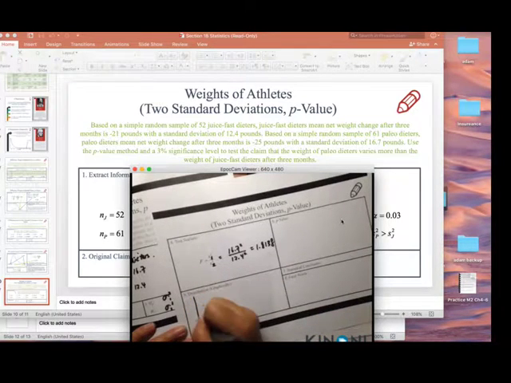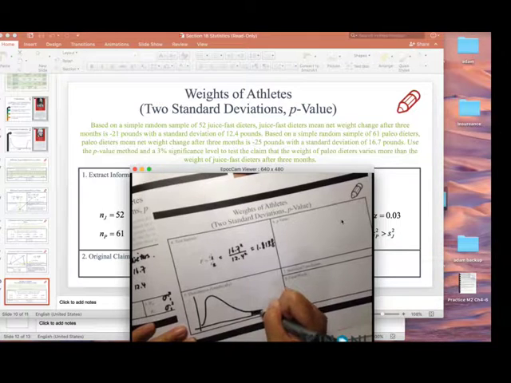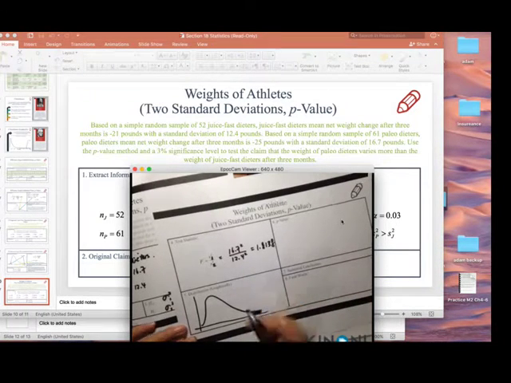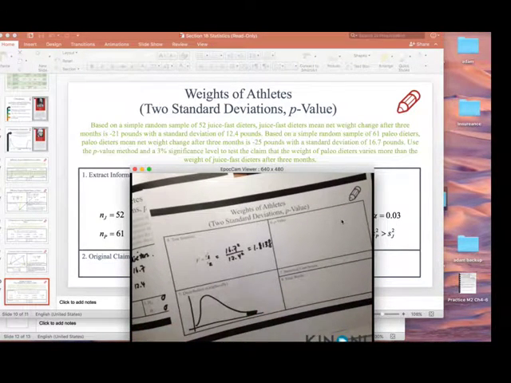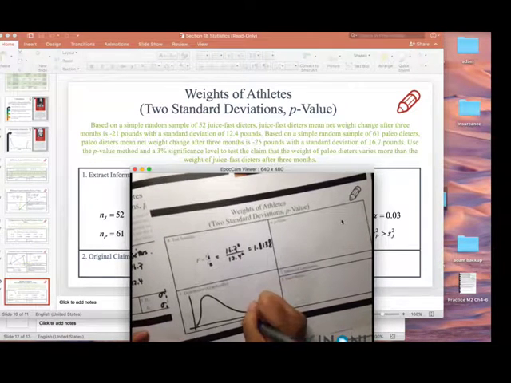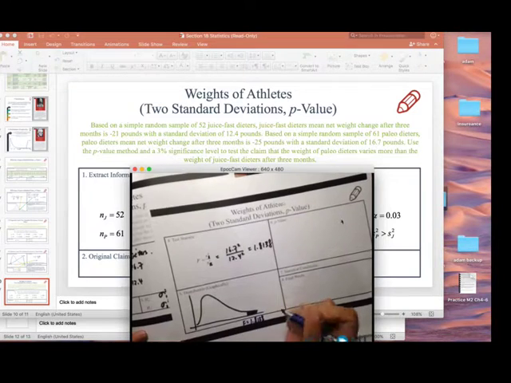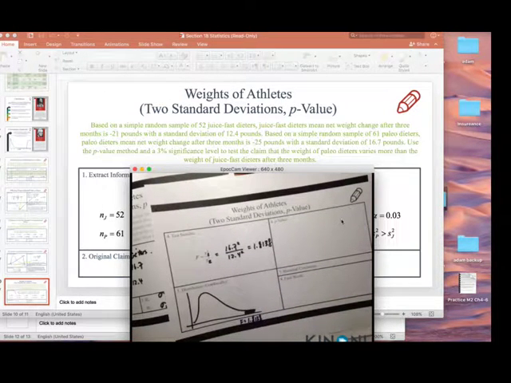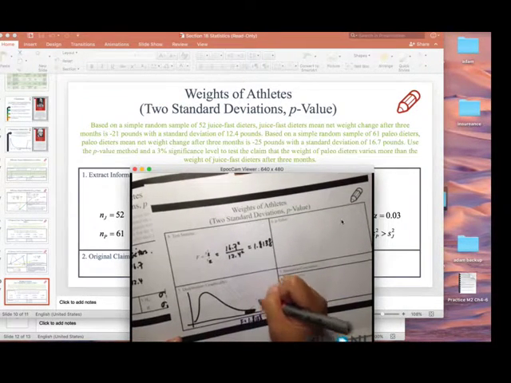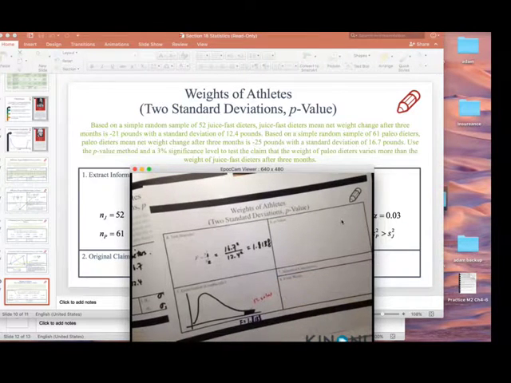Then sketch the graph here. We have the distribution skewed to the right, and then we have the right tail. The test statistic F is 1.8138. Then we need to find the p-value, the area of the right tail here, that will be my p-value.